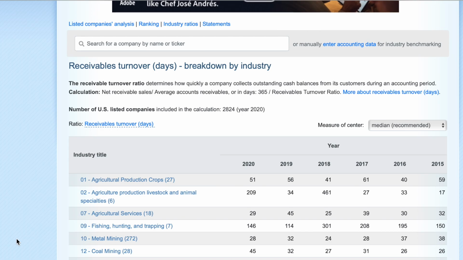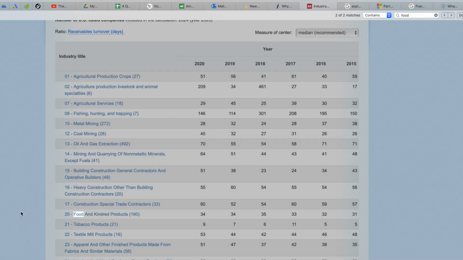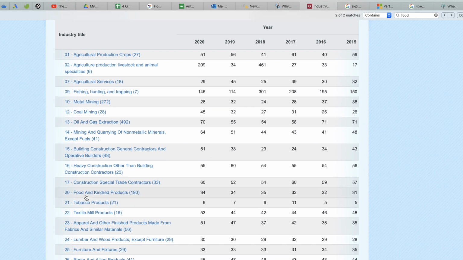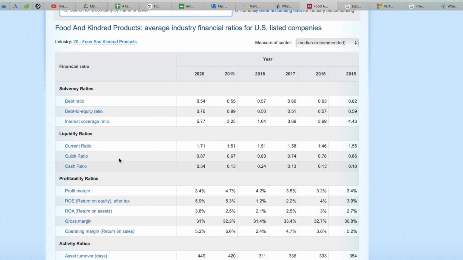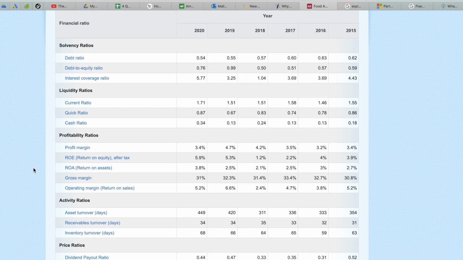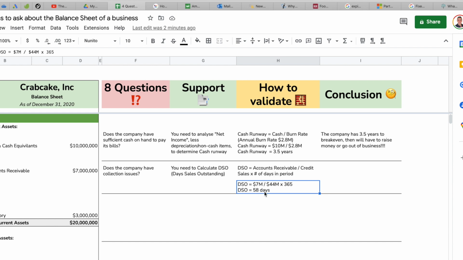And when we look for the industry that we're in, so for example, we are in the food business, you'll find here this food category. When you click on it, you can actually find more ratios. So you can find a host of other ratios benchmarked by industry. And then when we get to the accounts receivable turnover, it's 34 days. So when we look back in our example, that was 58 days. So 58 days tells me that we have some collection issues, and that's the conclusion I'm going to reach here.